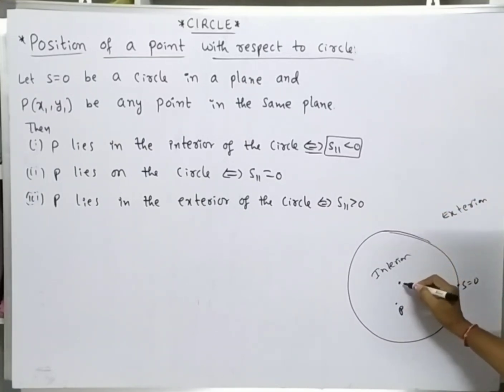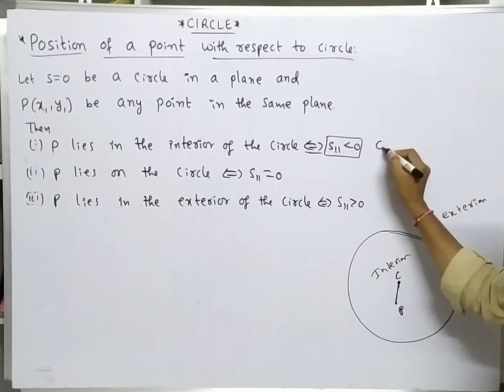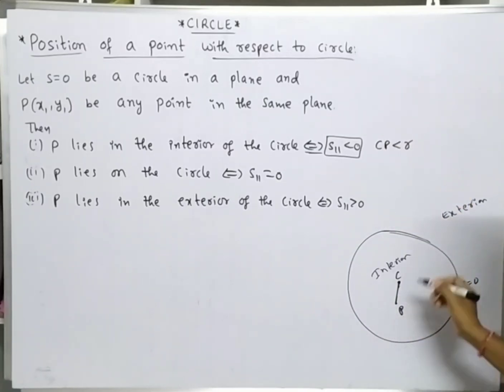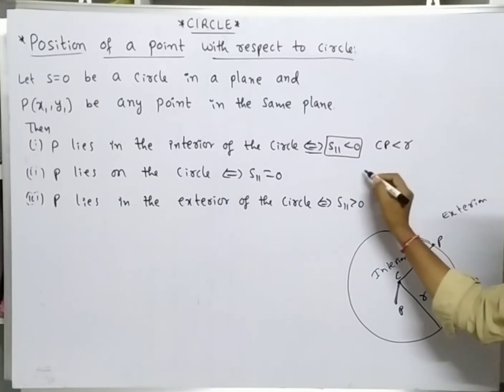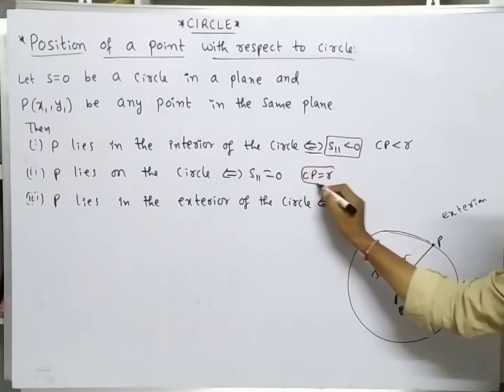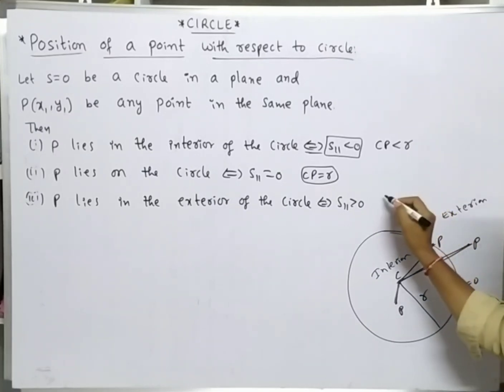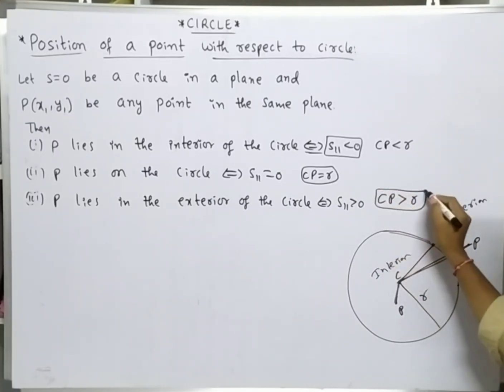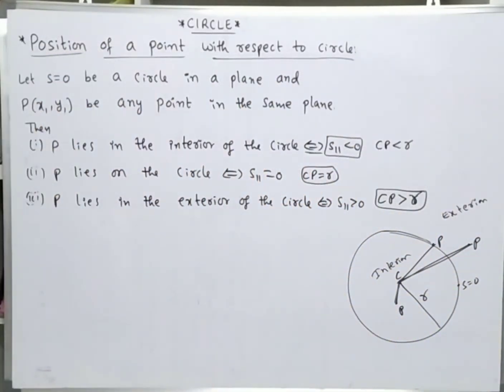Here we can observe one more thing, CP. If P lies in the interior of the circle, then CP is less than r, the radius. This is point P. If it is on the boundary, then CP is equal to r. If it is outside of the circle, then CP is greater than r. This is also a condition. So this is about the position of a point with respect to a circle.